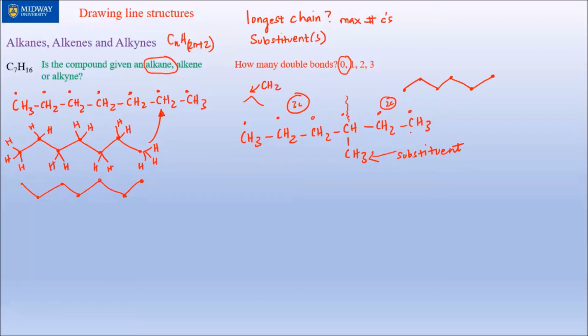So we start numbering from here. So it's 1, 2, 3, 4, 5, 6, and not 1, 2, 3, 4. The substituent is on the 3rd carbon, not 4th. You don't start numbering from this side. This is the correct numbering. This is just a lead for what is to come in a future video.